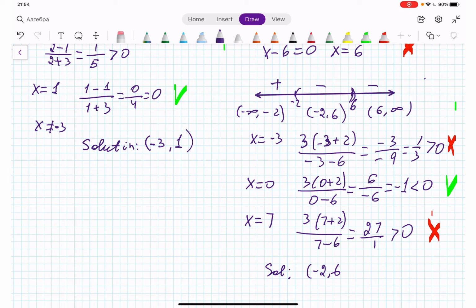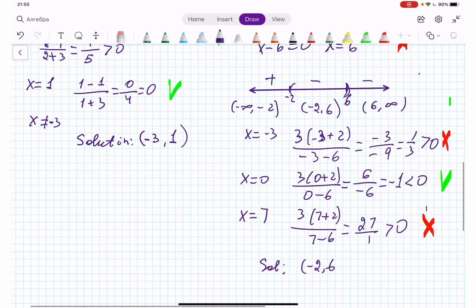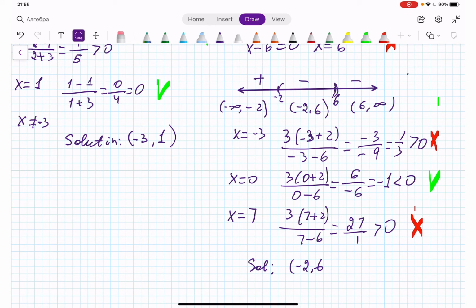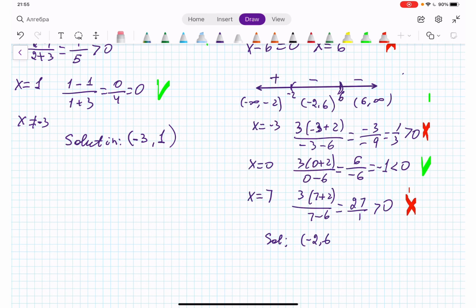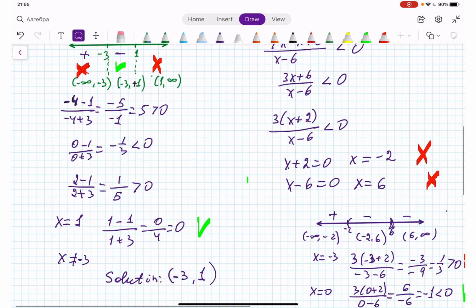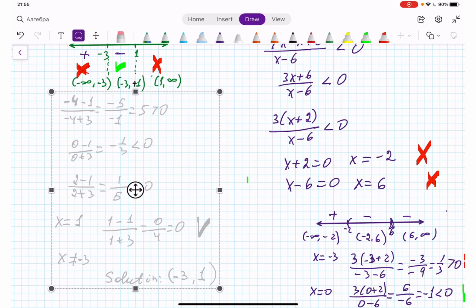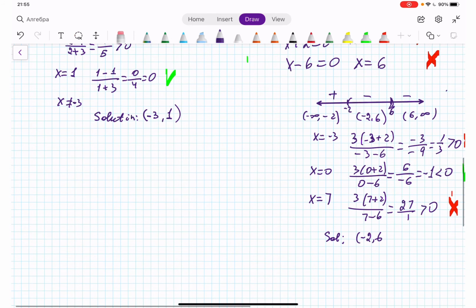Okay, and let me solve one more. Let me combine this. And I will solve, let me see. I'll do this one also. Okay, and I will solve another interesting problem. 5 over, what do we have here?